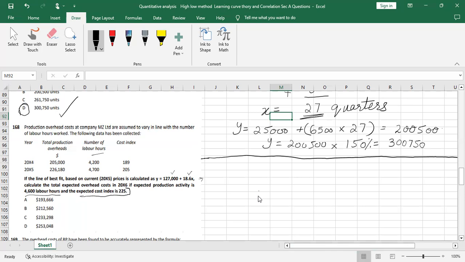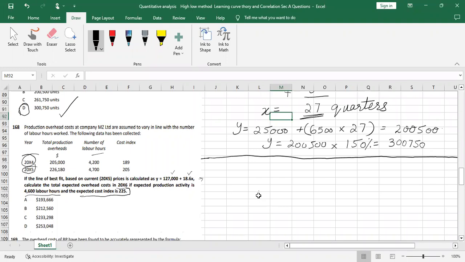So here data is provided for 3 years. First year is 20x4, second year is 20x5, and the third year is 20x6. We are talking about 20x6. In 20x6 it is expected that the index will be 225. In 20x5 the index was 205, so it means the index is rising by 20 in 20x6 in comparison with 20x5.